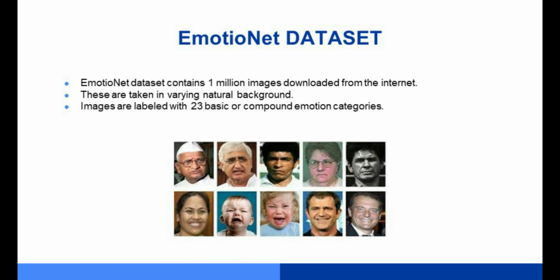The EmotioNet dataset contains 1 million images downloaded from the internet, which are taken in varying natural backgrounds and are labeled with 23 basic or compound emotion categories. The picture here demonstrates the characteristics of the EmotioNet dataset.